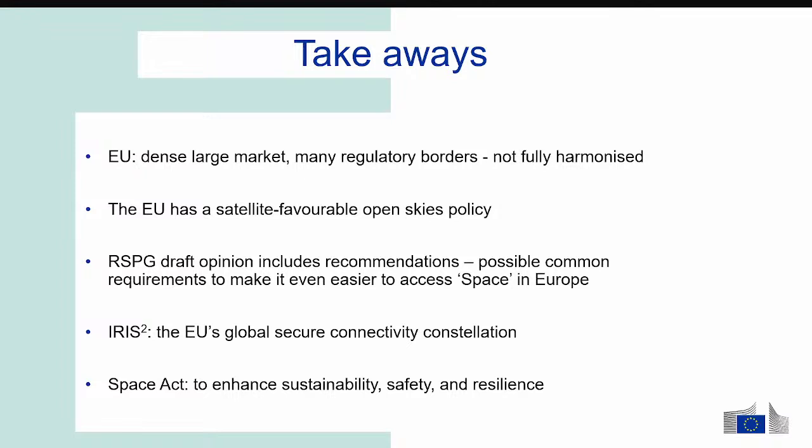So essentially to say that the EU is a dense, large market, has many regulatory borders, it's not fully harmonized. It has a satellite-favorable open skies policy. The RSPG currently has a draft opinion, and we invite your comments on that process, well, the consultation on that draft opinion. IRIS² is coming. It's the EU's global secure connectivity constellation, and the Space Act, aiming to ensure sustainability, safety, and resilience. So with that, I conclude my European perspective on authorizing LEO constellations.